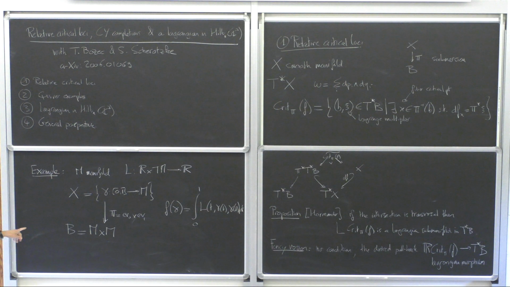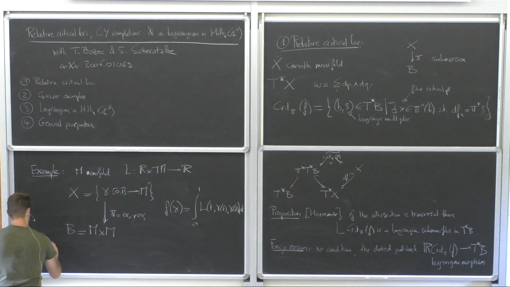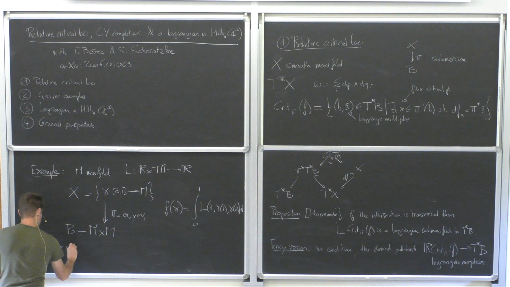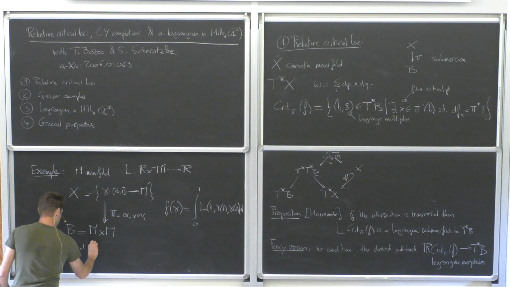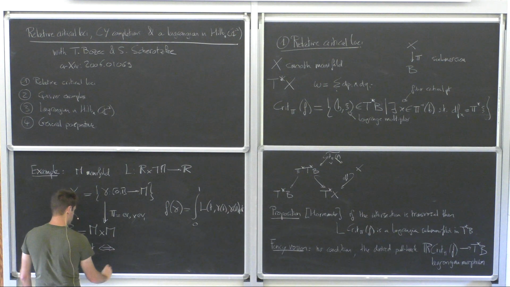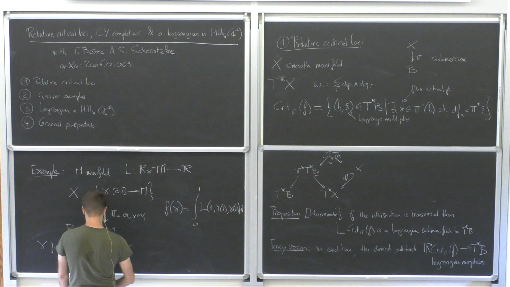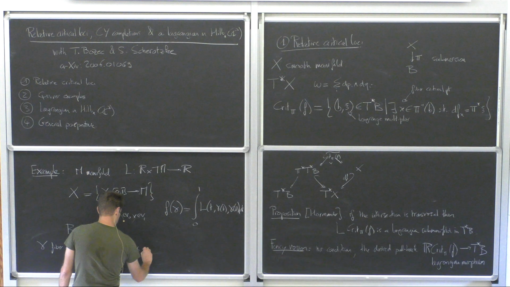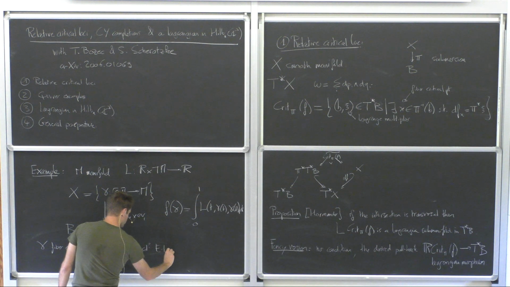And a curve in there, so a gamma, is a fiber critical point. Well, that's a very standard calculation. That's the same thing as saying that gamma is a solution of the Euler-Lagrange equation.